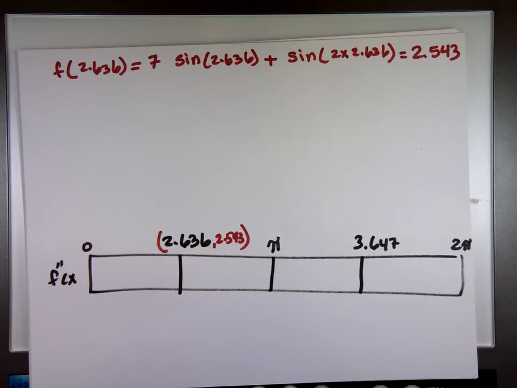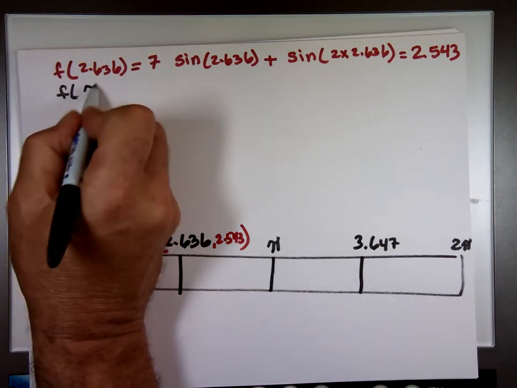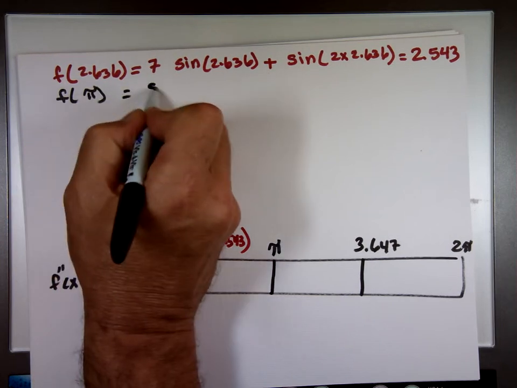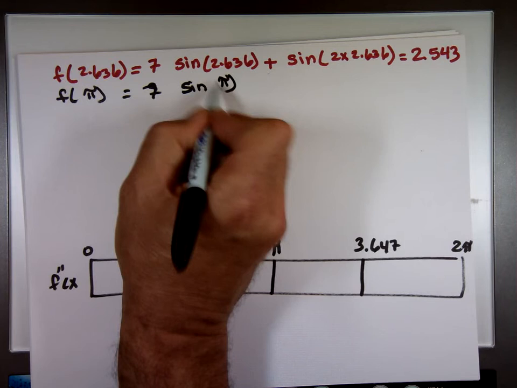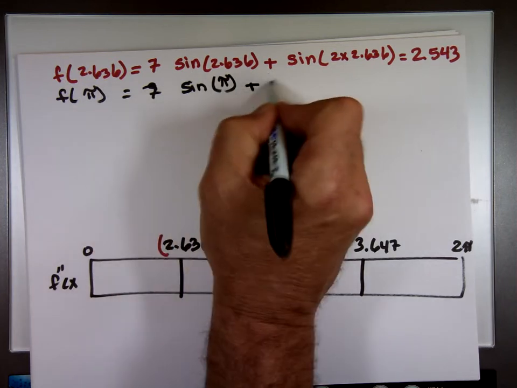What's f of pi? 7 sine of pi, which is a 0, plus sine 2 pi, which is also a 0.